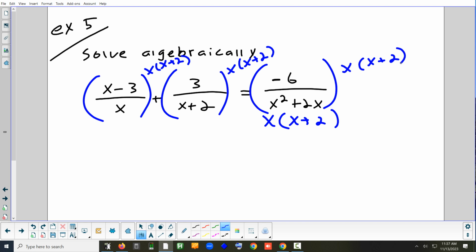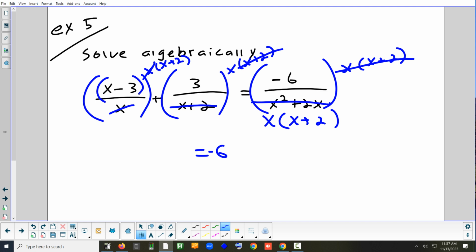What's going to cancel in the first fraction? X. How about the second fraction? X plus 2. And the third one? The whole denominator, yep. It's pretty much how it works every time. Okay, so we get a negative 6. Don't copy that wrong. Now on the left side, in the first fraction, we have x minus 3 times x plus 2. That's two sets of parentheses we have to multiply together.